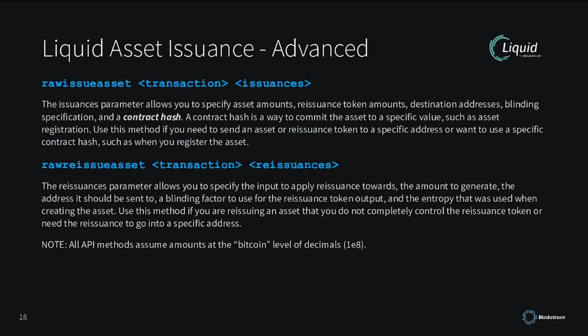And then we have raw reissue asset, and this is a way to reissue them. Basically, you can have signatures from multiple parties collected independently and then put together in this function. We do have examples on how to do this.